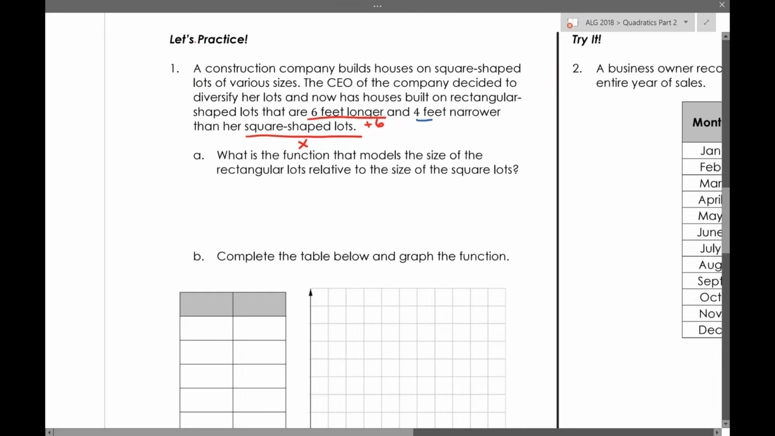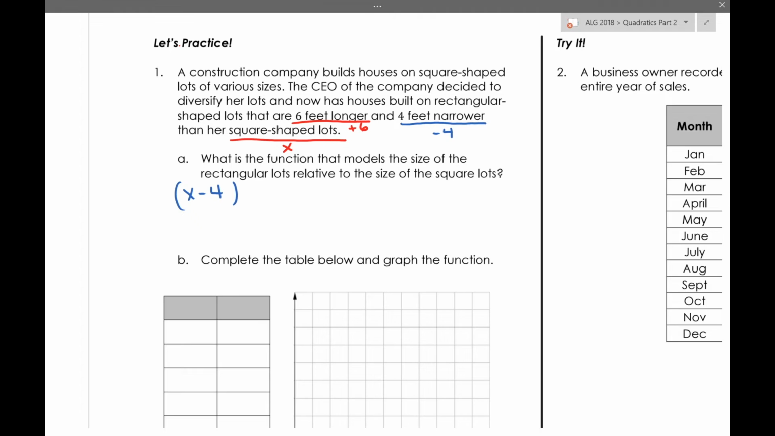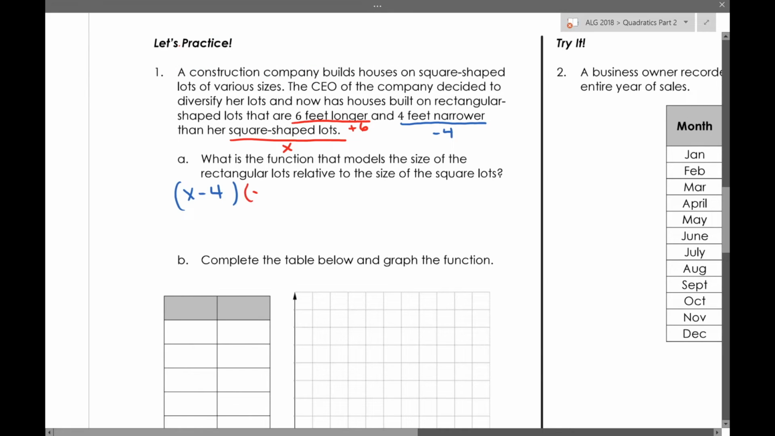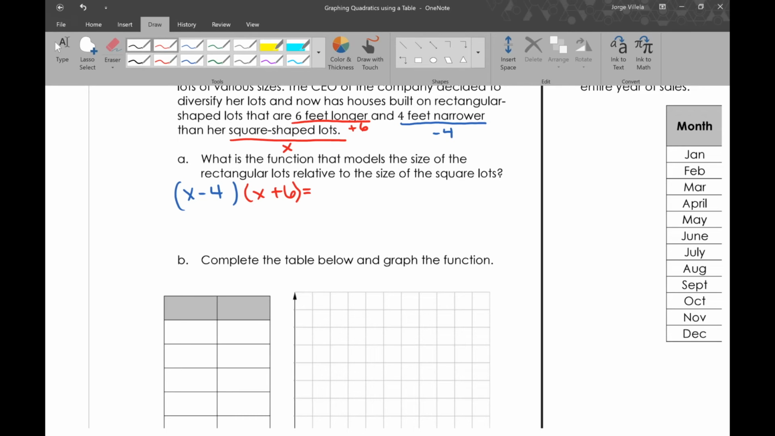This one is going to be 4 feet narrower, so that's going to be a minus 4. Okay, so we have two different ones. One of my sides is going to be x minus 4, because that's the square shape minus the 4. Then the other one is going to be x plus 6.